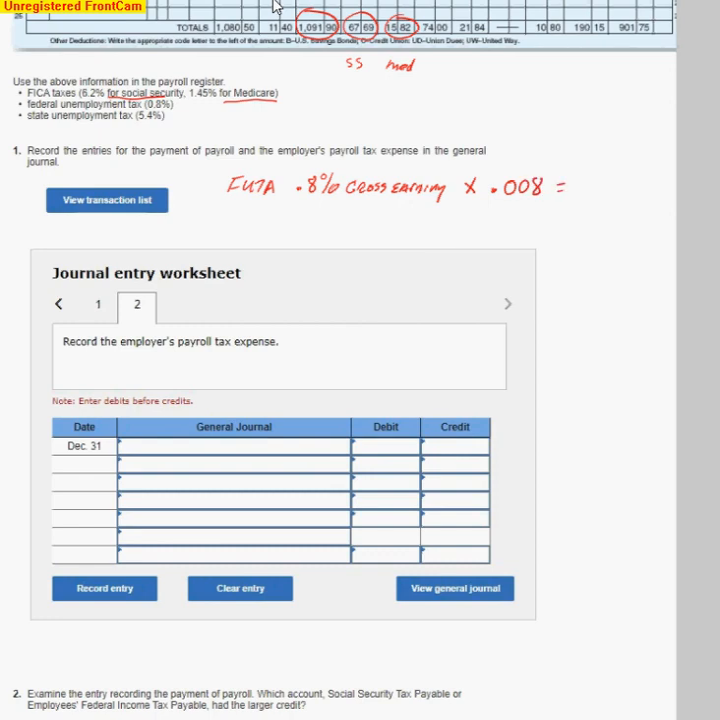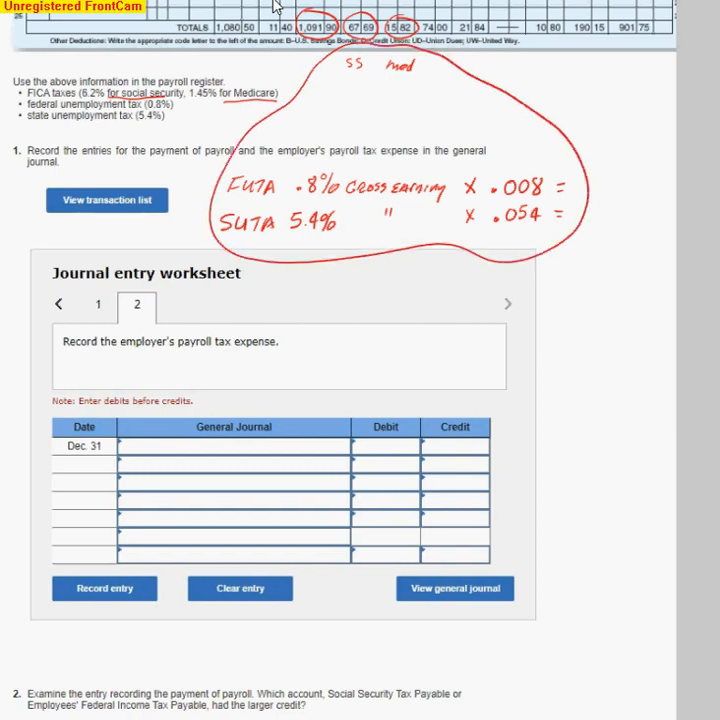The state unemployment tax, well, that's a bit higher. That's 5.4% times your gross earnings times what? Well, times whatever that's going to turn into for a decimal, 0.054. And that'll give you your SUTA. All of this is going to equal your payroll tax expense.